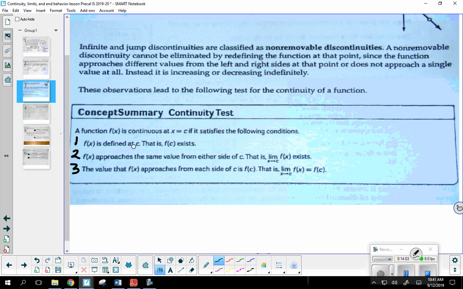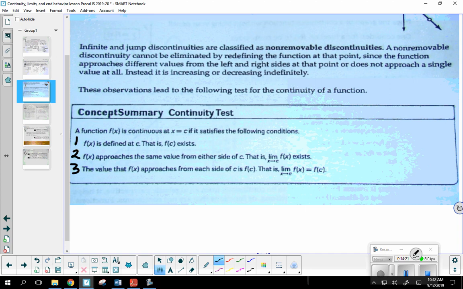So 1, this is really easy. f of x is defined at c. That is, f of c exists. That means I should be able to plug in the value of x we're interested in and get a corresponding value of y. Step number 2, f of x approaches the same value from either side of c.